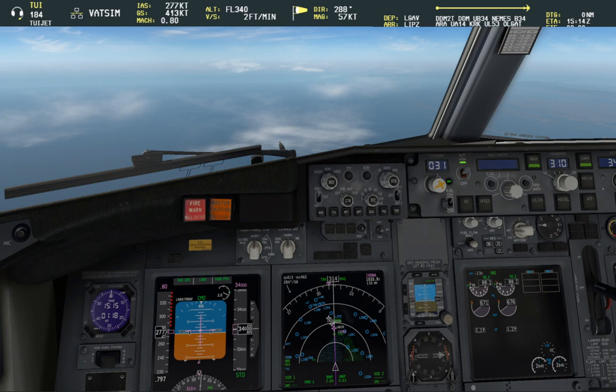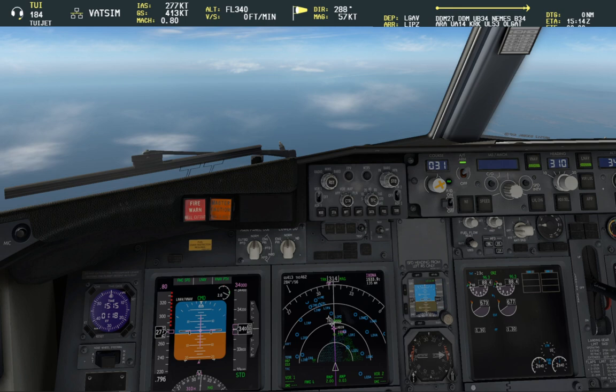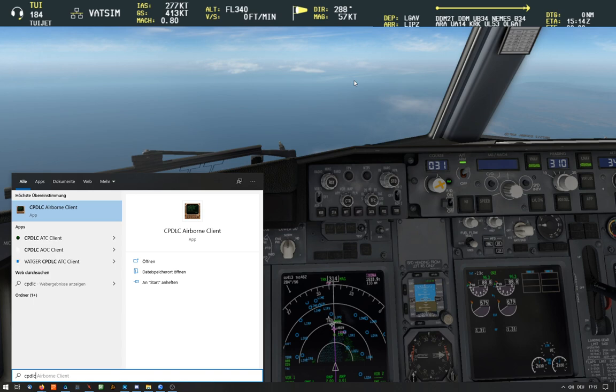Adria Center, hello, it's EJET 184, level 340. EJET 184, Adria, identified. Adria radar, Austrian 17 Alpha Kilo, can I get further descent? Austrian 17 Alpha Kilo, descend altitude 8000 feet, QNH 1016. Altitude 8000 feet on 1016.